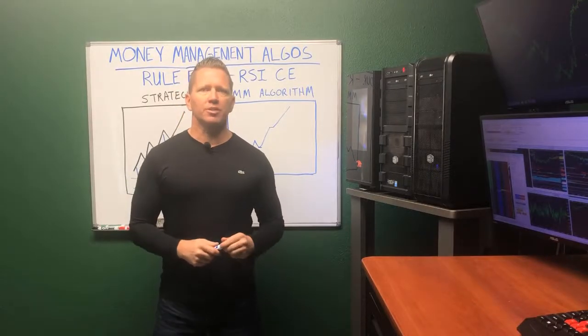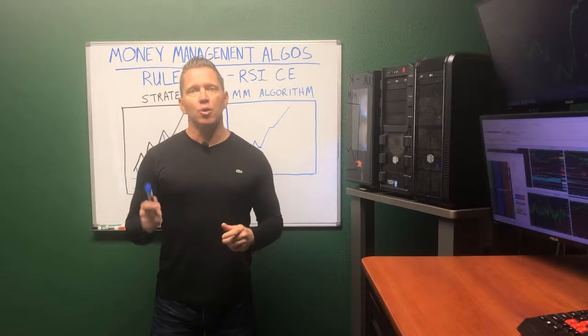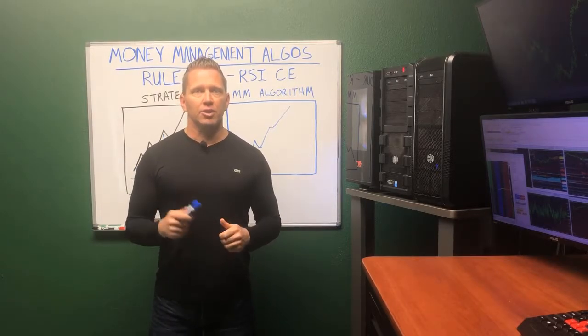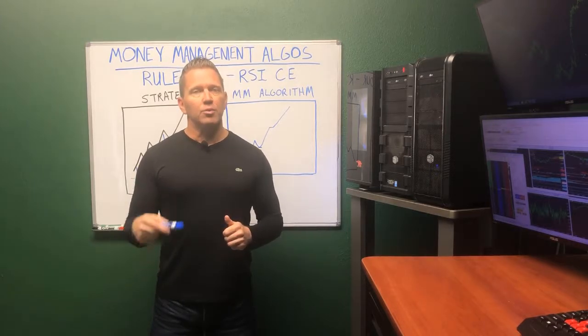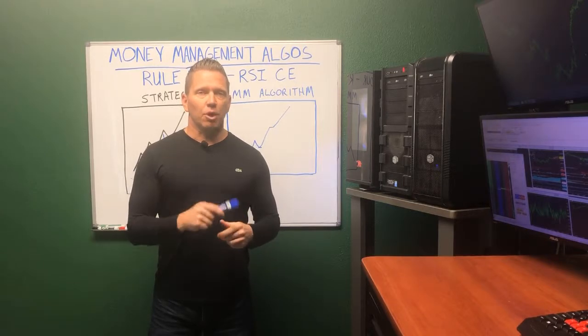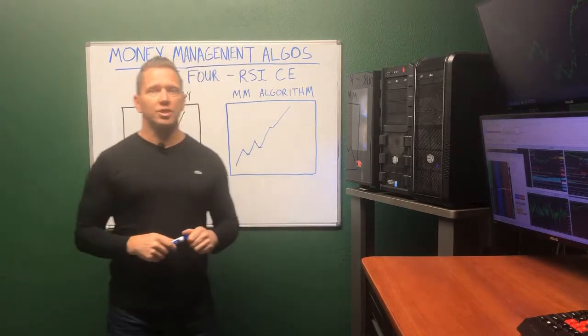Rule 4 of the money management algorithms is the RSI of the closed equity curve. Once again, we're discussing the closed equity curve rules, the first 4 rules, and the closed equity curve is at the end of each trade versus open equity. Some other rules that we're going to discuss focus on bar by bar. This is the closed trade equity curve of the RSI.